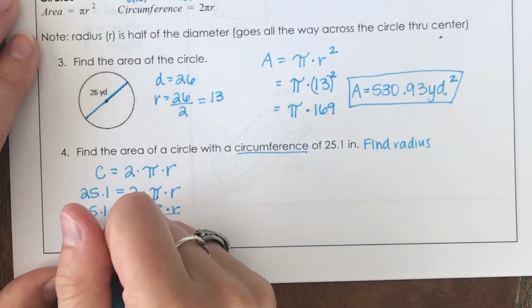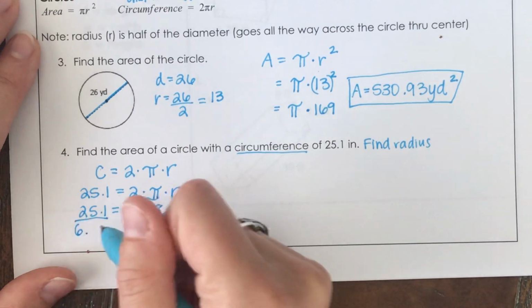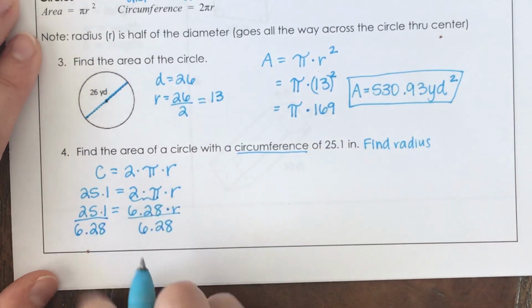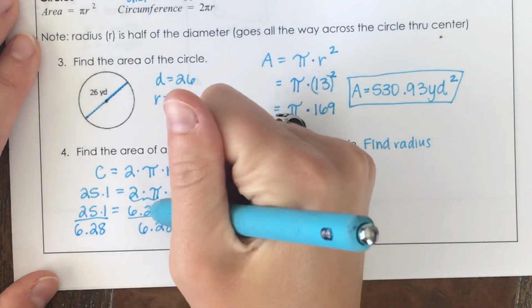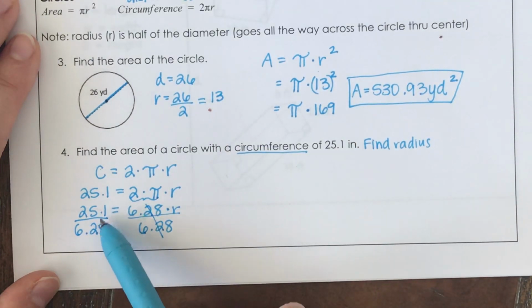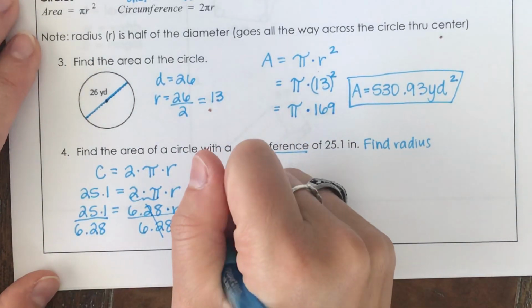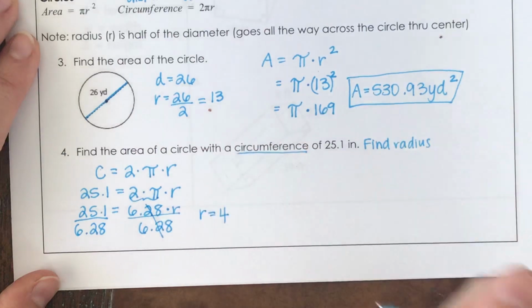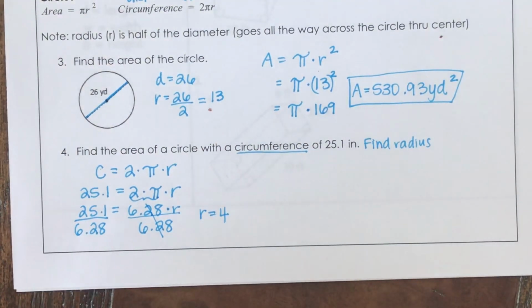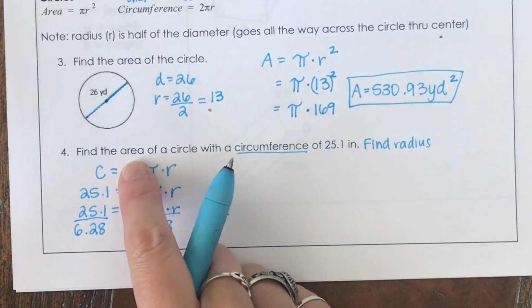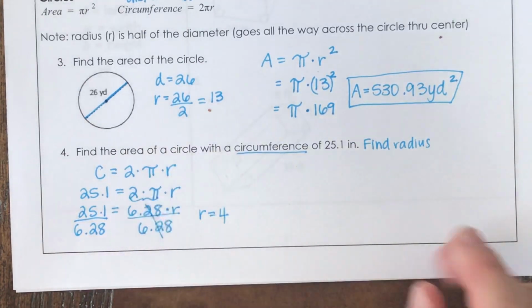So I divide both sides, right? Because it's an equation, I want to keep it balanced. Divide them both by 6.28, cancels over here. If I put this into my calculator, I get about 4. You'll actually get like 3.999, but we'll round it up to be 4. Now, I know the radius, so now I can figure out what the area of my circle is.